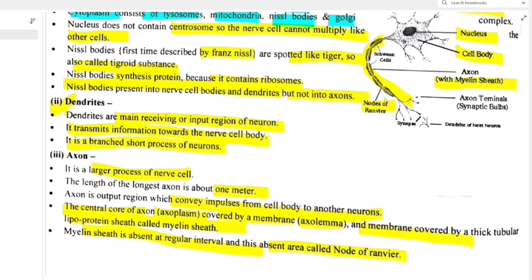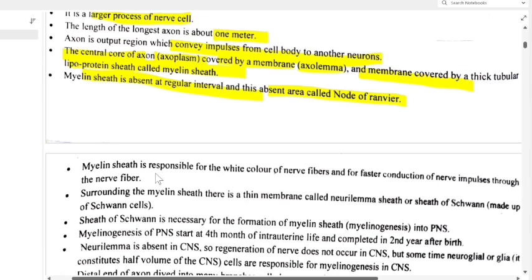And what is the Schwann cell? It is also present here; we will study it on a later page. Let's see. The myelin sheath is responsible for the white color of nerve fibers and for faster conduction of nerve impulses through the nerve fiber. Surrounding the myelin sheath, there is a thin membrane called the neurilemma sheath or sheath of Schwann, made up of Schwann cells. I was telling you, this one is the Schwann cell.